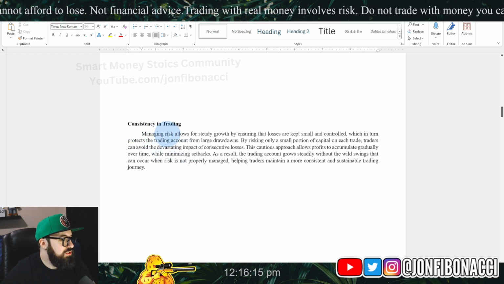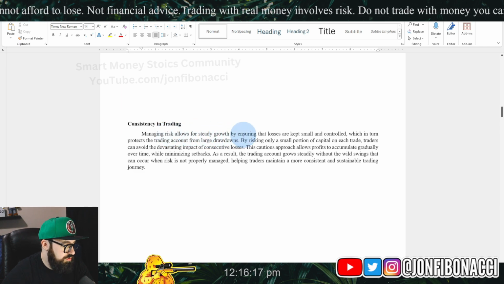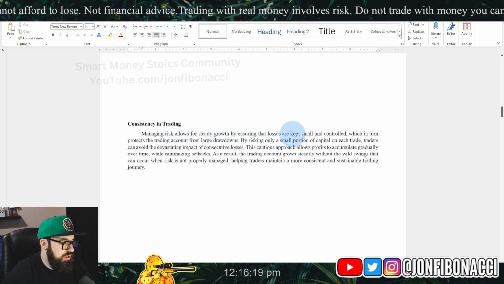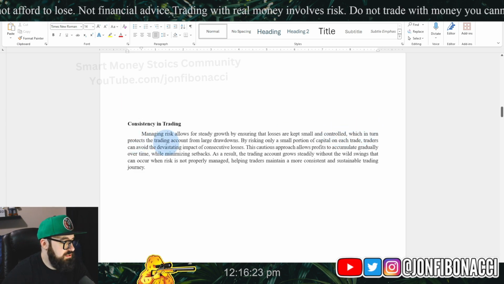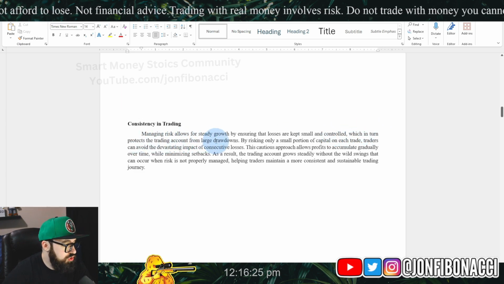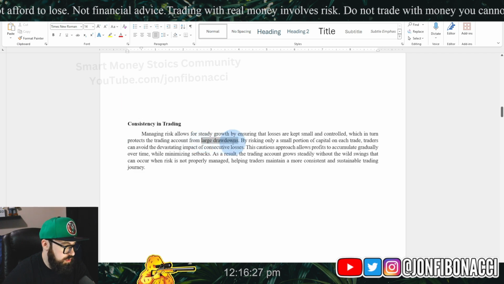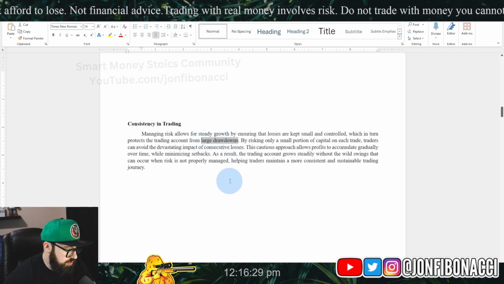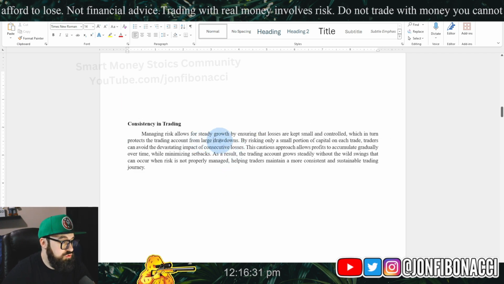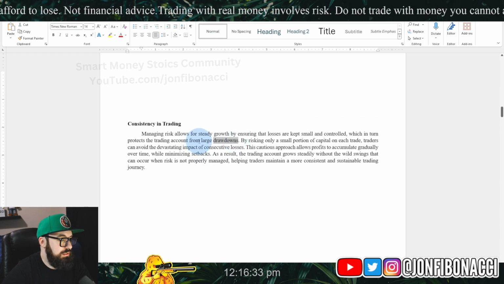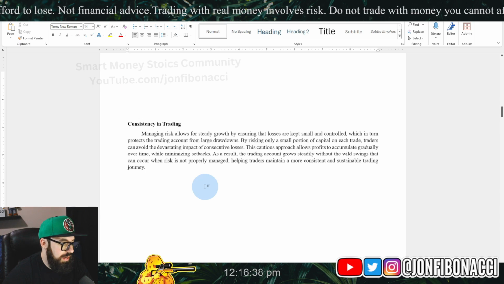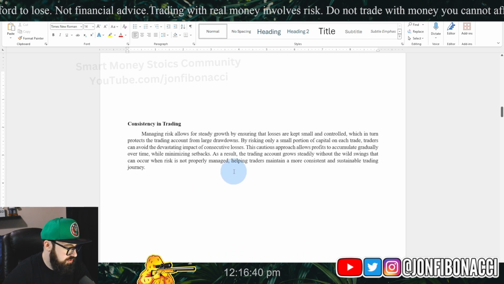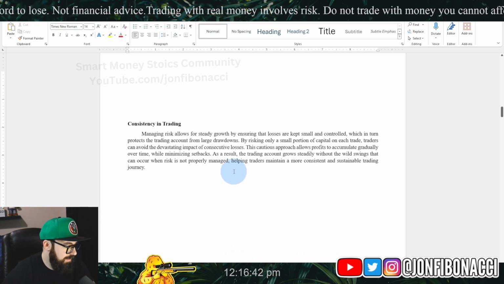Okay. Managing risk allows for steady growth by ensuring that losses are kept small and controlled, which in turn protects the trading account from large drawdowns. That is what you do not want, okay? You do not want large drawdowns. You'll have drawdowns, but you want to try and do your best to eliminate large drawdowns, okay? And we got a lot more content than this, so just stay here, all right?